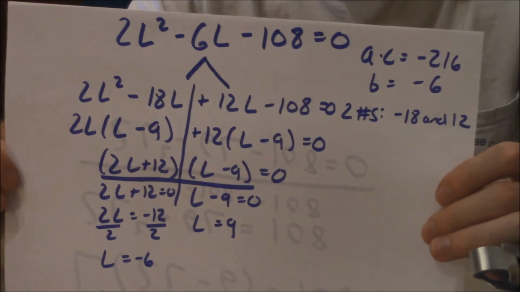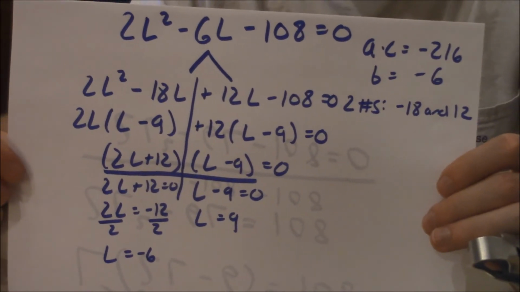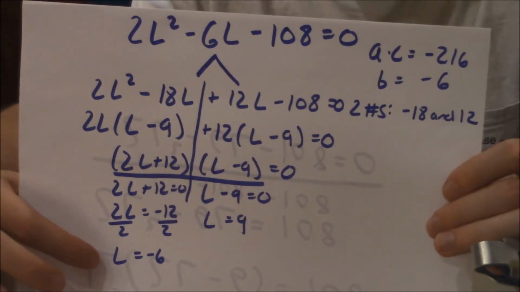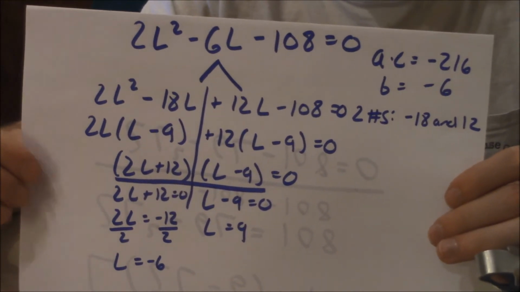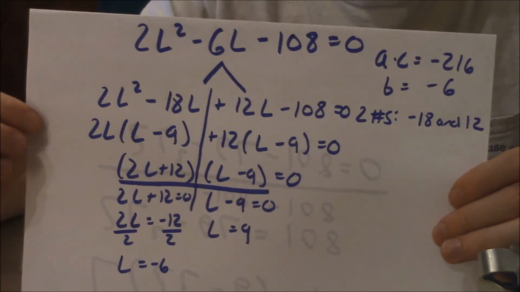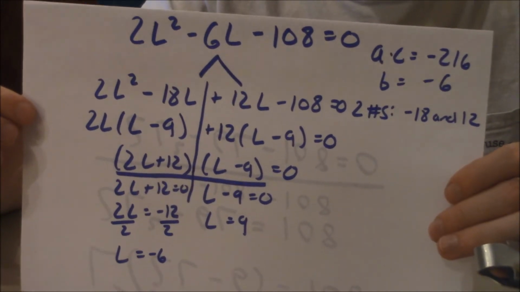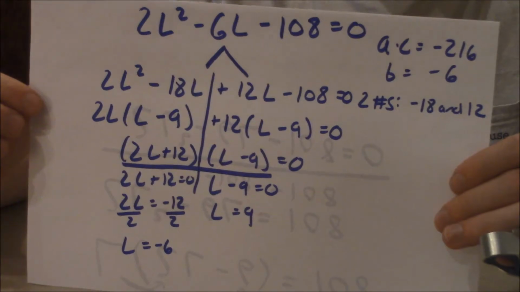What we should have come up with is that 9 is the correct answer for the length. We cannot have a length of -6 because it does not make sense. Now that we know our length, our last task is to determine the width using the expression we wrote earlier.